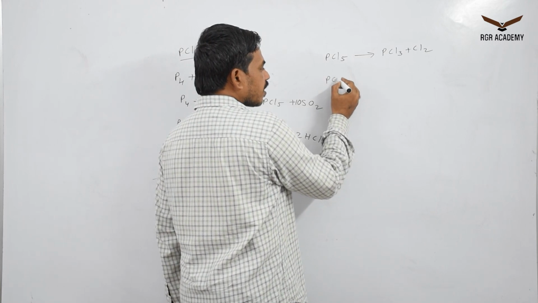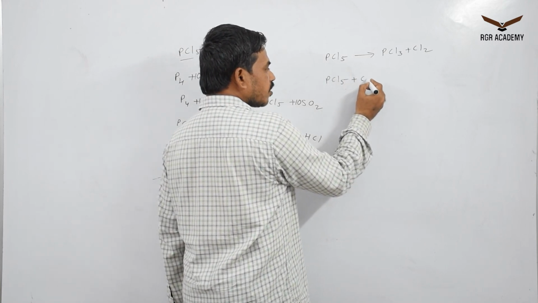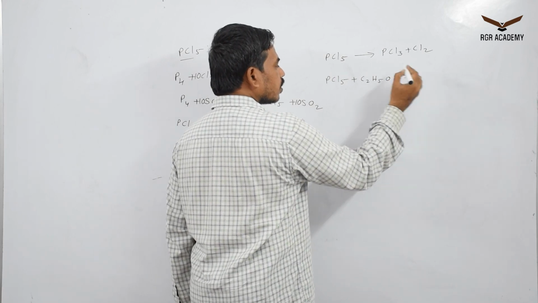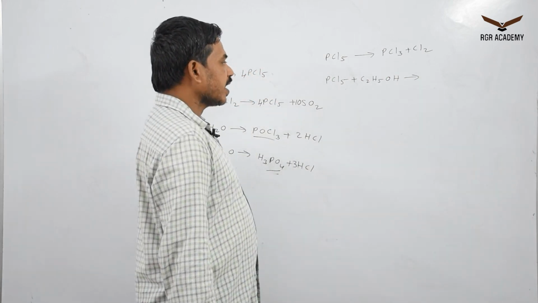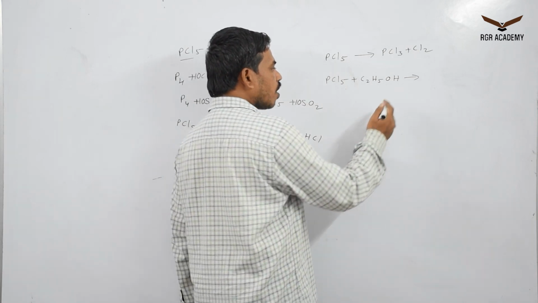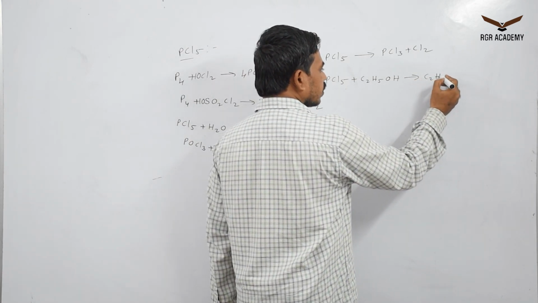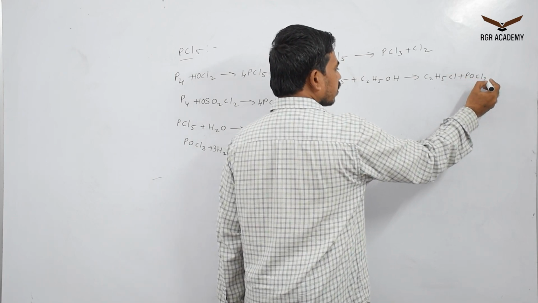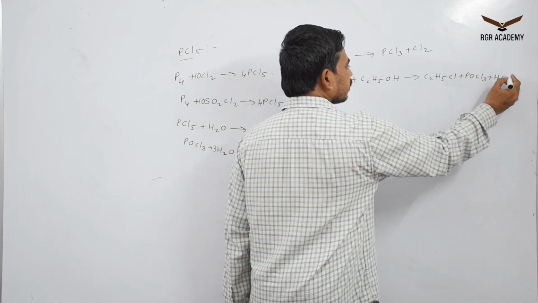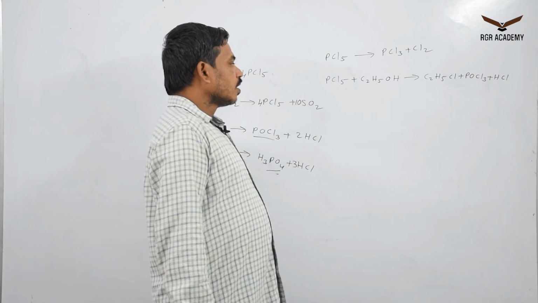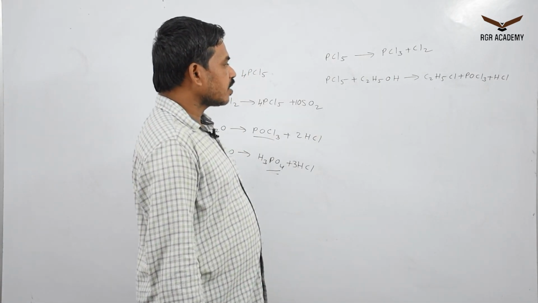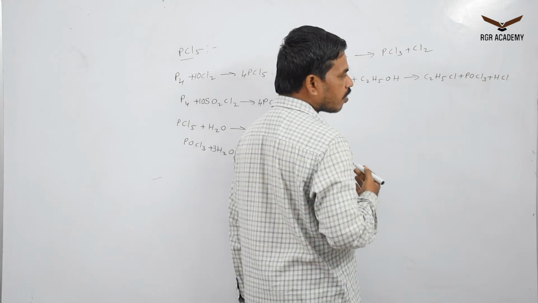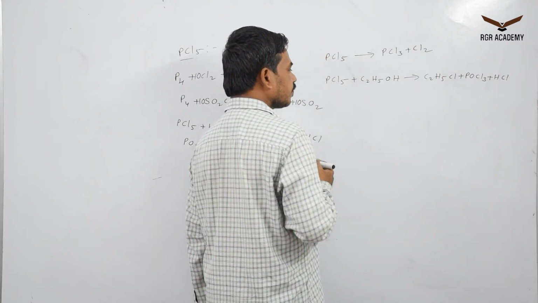Next, phosphorus pentachloride on reaction with ethyl alcohol forms ethyl chloride, C2H5Cl, plus phosphoryl chloride plus HCl. Phosphorus pentachloride on reaction with ethyl alcohol forms ethyl chloride, phosphoryl chloride and HCl.